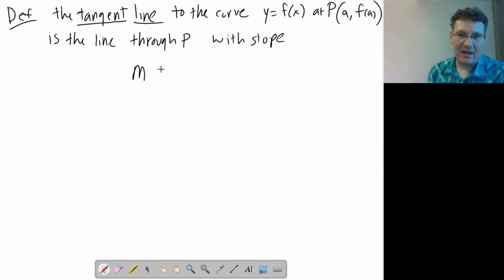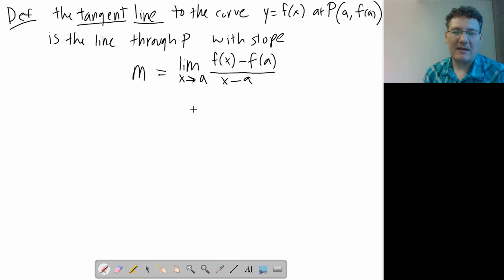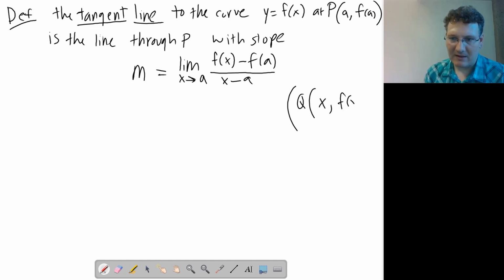So the tangent line to the curve y equals f of x at some point P, where the x value is a and the y value is f of a, will be the line through P with the slope m equals the limit as x approaches a of (f of x minus f of a) divided by (x minus a). So Q would be the point (x, f of x). And we let x get closer and closer to a, just as we did in the picture.